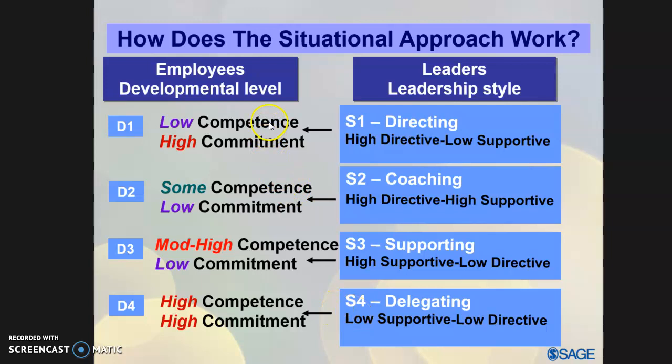So again, if you have people that are not sure about the task, but they're highly committed, you're going to be more directive. If you have people that have some competence, but they are low in commitment, you're going to be a coach, and you're going to offer high directive and high supportive. If you have people that are getting more and more competent, but still they're a little low in enthusiasm, now you have to be much more supportive than you are directive, because they're already good at this. They would resent you getting in their way when they already know what to do.